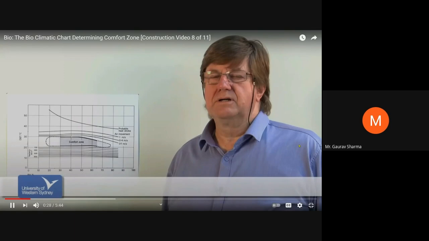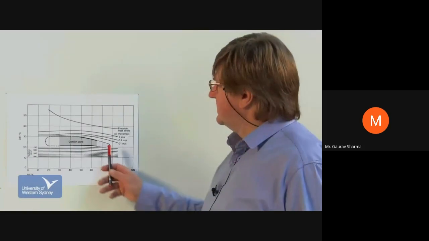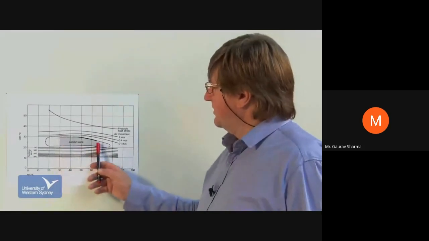Represent on it the comfort zone by drawing a rough circle. Okay. Next, we have what is called a bioclimatic chart. The bioclimatic chart clearly identifies the comfort zone.